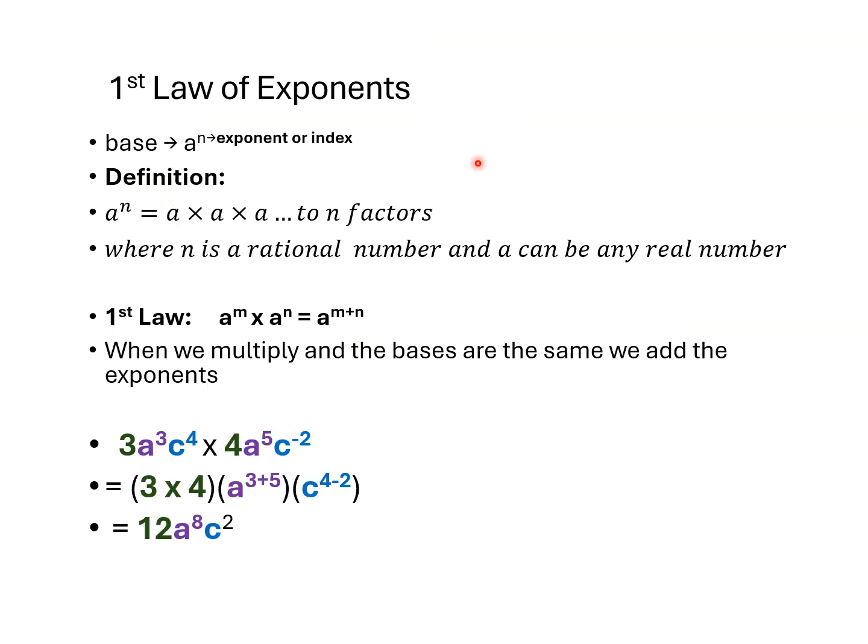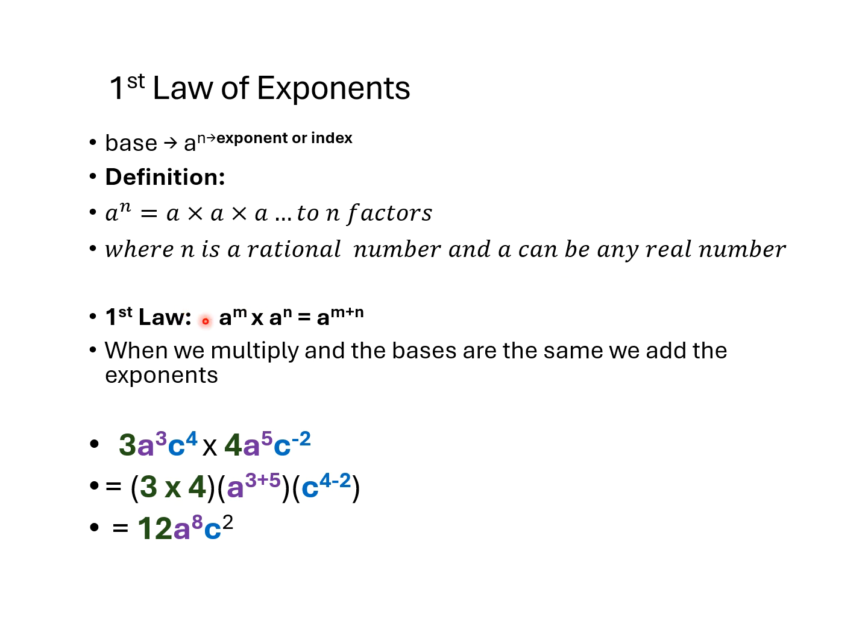Right, so first, before we start with the laws of exponents: a to the power n is referred to as an exponent. The base there is a. N is the index, but it is also referred to as an exponent by most teachers. So per definition, a to the power n simply means a times a times a, to n factors. If n is 7, I would have 7 a's multiplied. If n is 5, it would be a times a times a, 5 times. N is a rational number and a can be any real number.